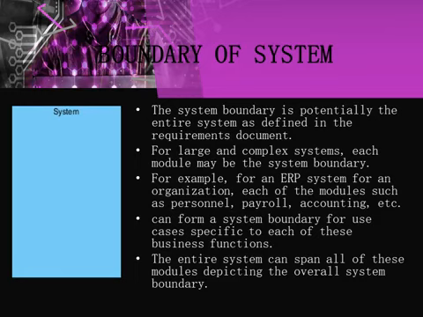Boundary of system. The system boundary is potentially the entire system as defined in the requirements document. For a large and complex system, each module may be the system boundary. The entire system can span all of these modules, depicting the overall system boundary.